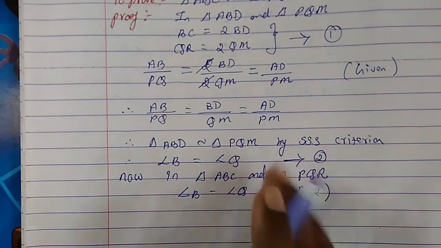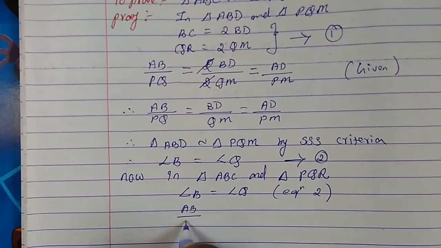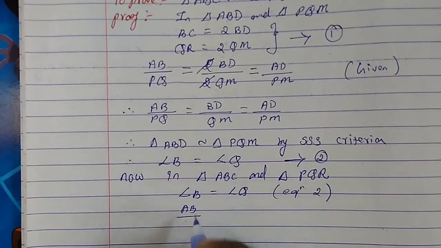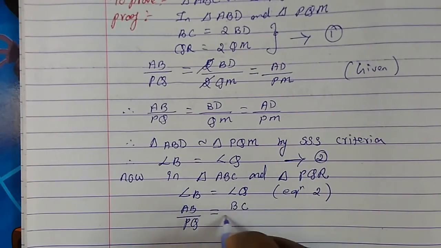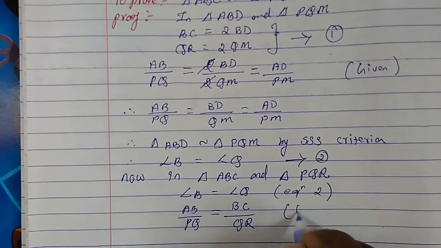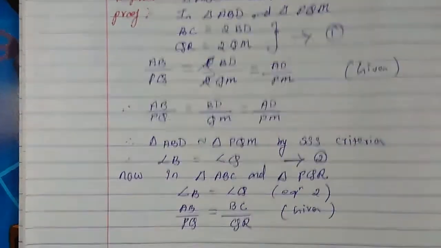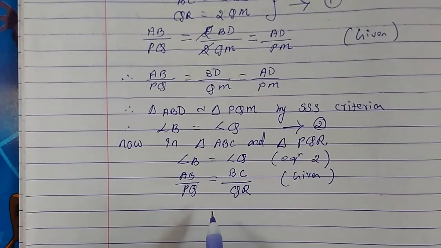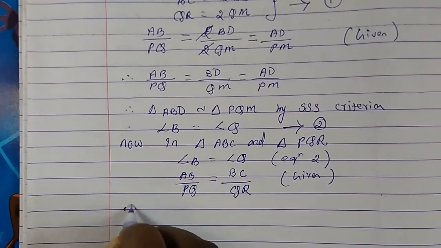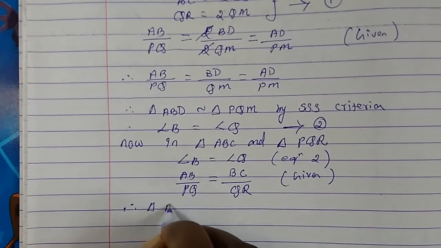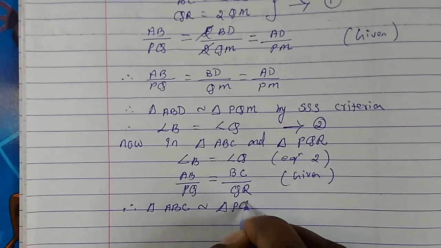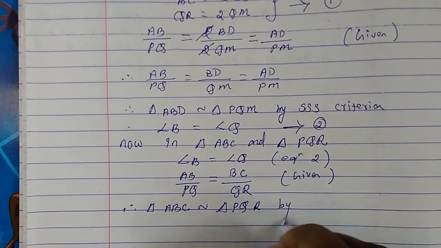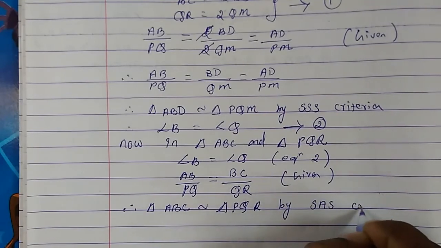Then AB upon PQ is equal to BC upon QR. This is given to us, okay? So we have sides, ratios are there, and angle is there. Therefore, triangle ABC is similar to triangle PQR by side angle side criteria.